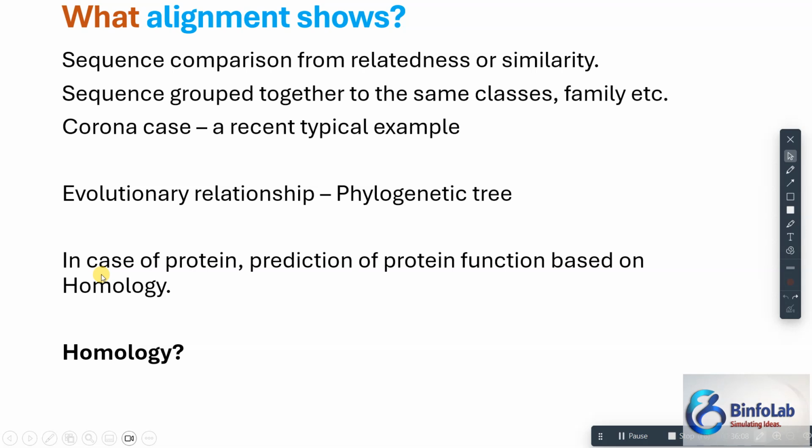But in the protein case, there is also another importance. Remember, in the case of protein, we can predict the function of an unknown protein based on the alignment. Also, we can predict the structure of an unknown protein based on the alignment. We call it homology modeling. So, what is homology? We will discuss that in part 3, and we will talk about what homology is and all those things.